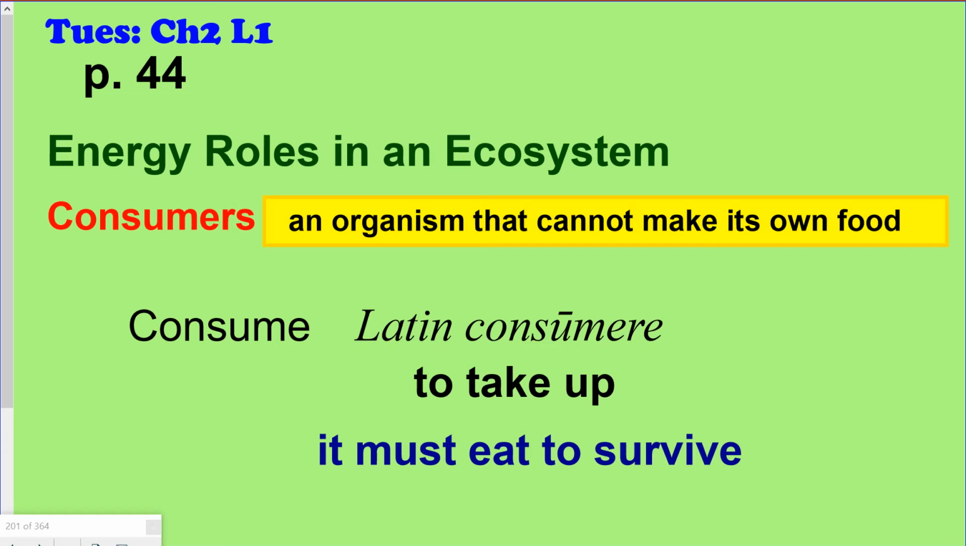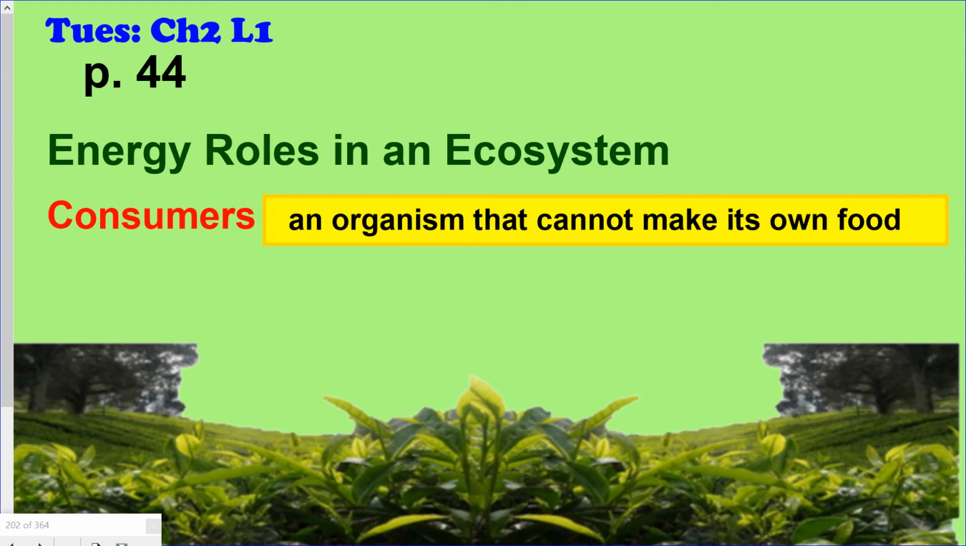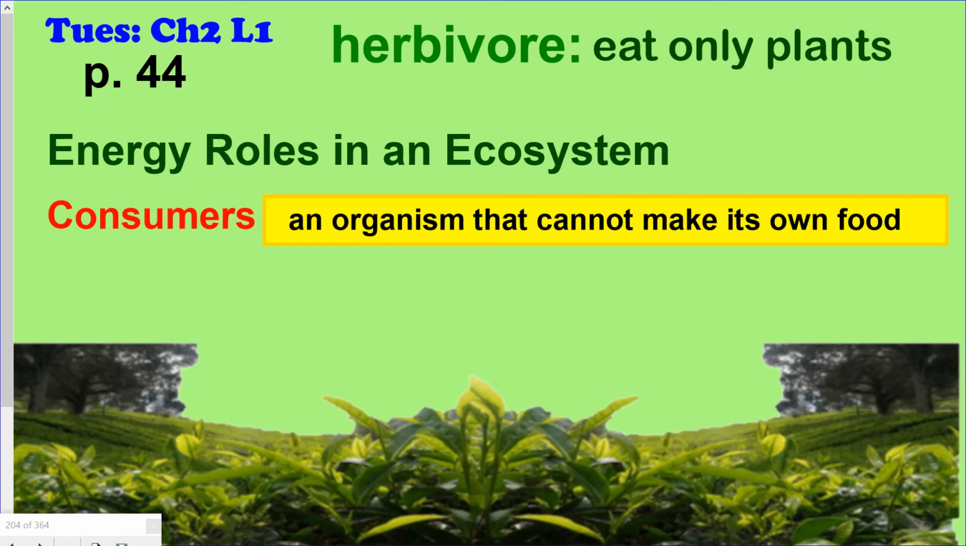It means that you and I must eat in order to survive. We can't walk out in that sun and say, hey, feed me like the plant does. We have to start eating things. So we have some specific types of consumers that the book tells us about.